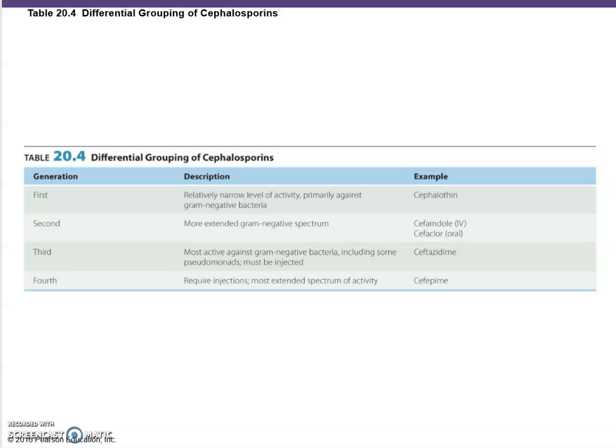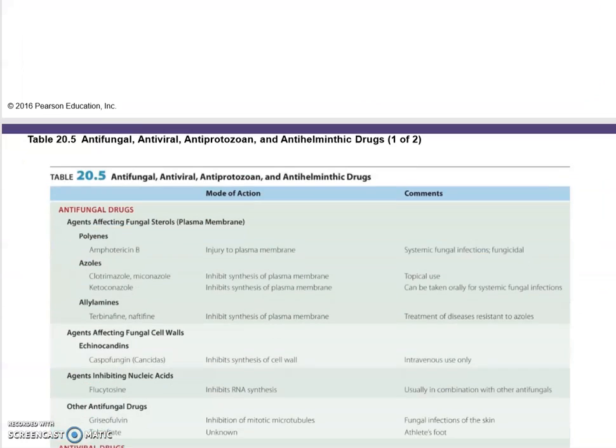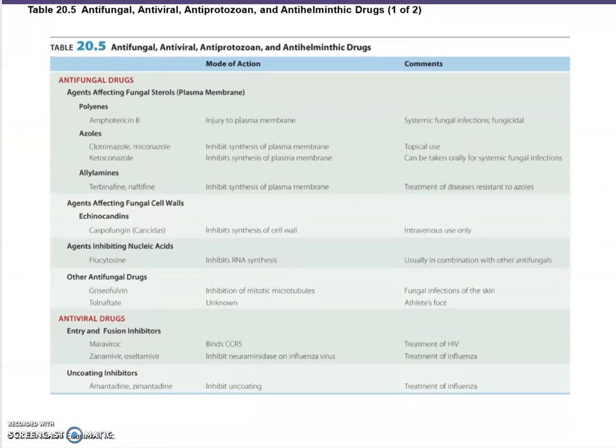So continuing on here with differential grouping of antibiotics, the example here is given for cephalosporins. You may have heard of this terminology that somebody says, oh, this is the first, second, third, or fourth generation antibiotic. You can take a look at the example here for the cephalosporins, but it's good to have heard of the term first, second, third, or fourth generation antibiotic.